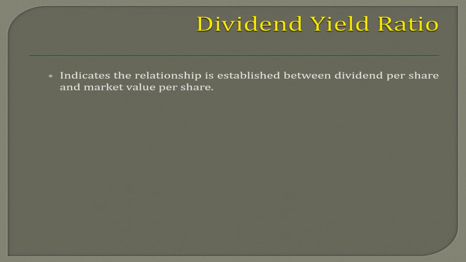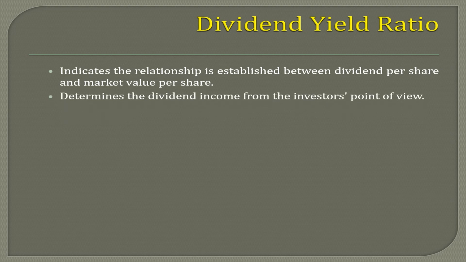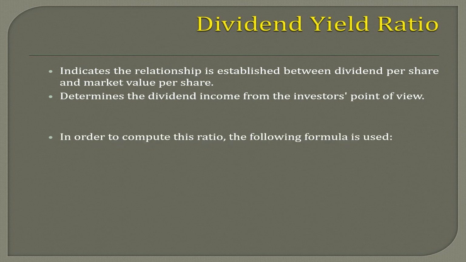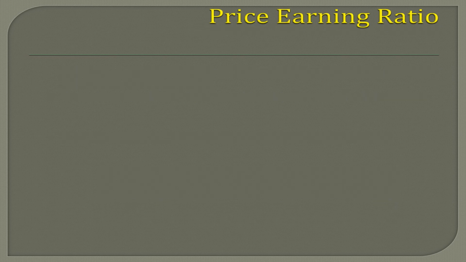Dividend yield ratio indicates the relationship which is established between dividend per share and market value per share. This ratio is a major factor that determines the dividend income from the investor's point of view. Dividend yield ratio is equal to dividend per share divided by market value per share into 100. And the next one is price earning ratio.